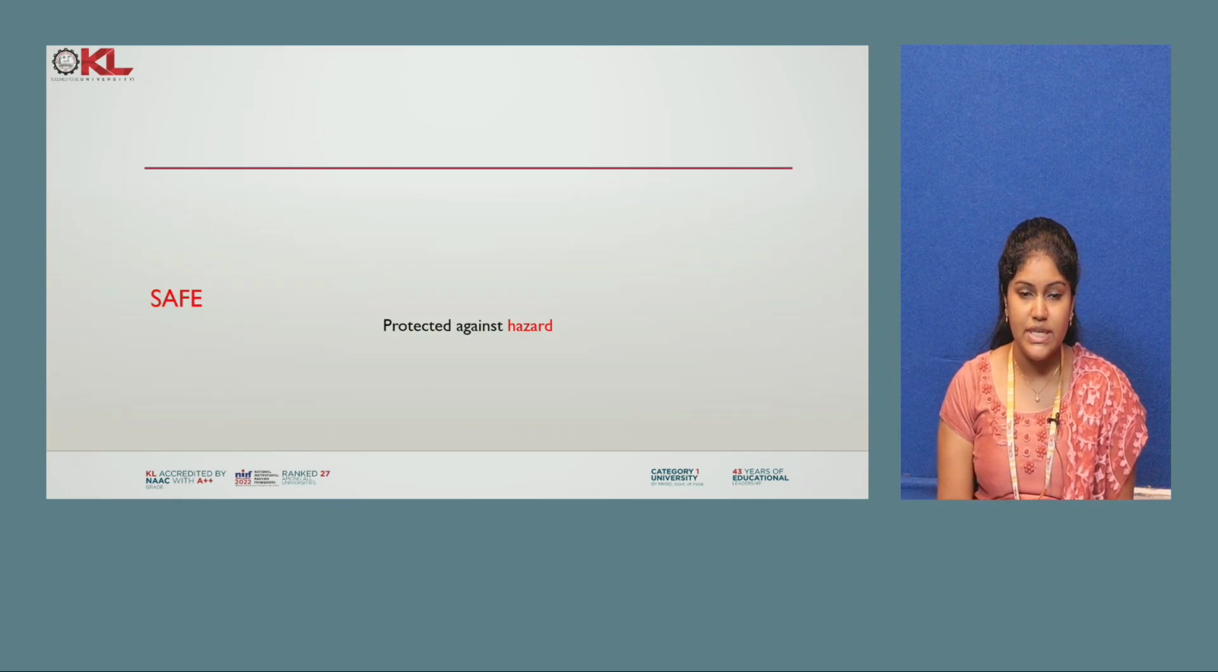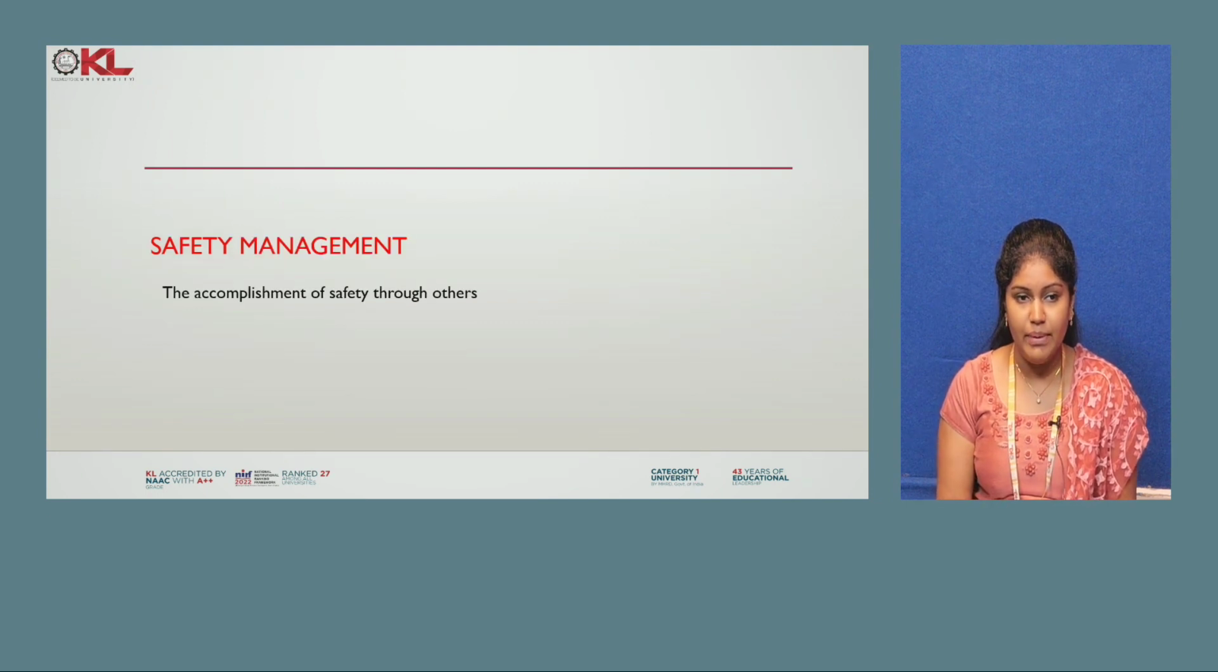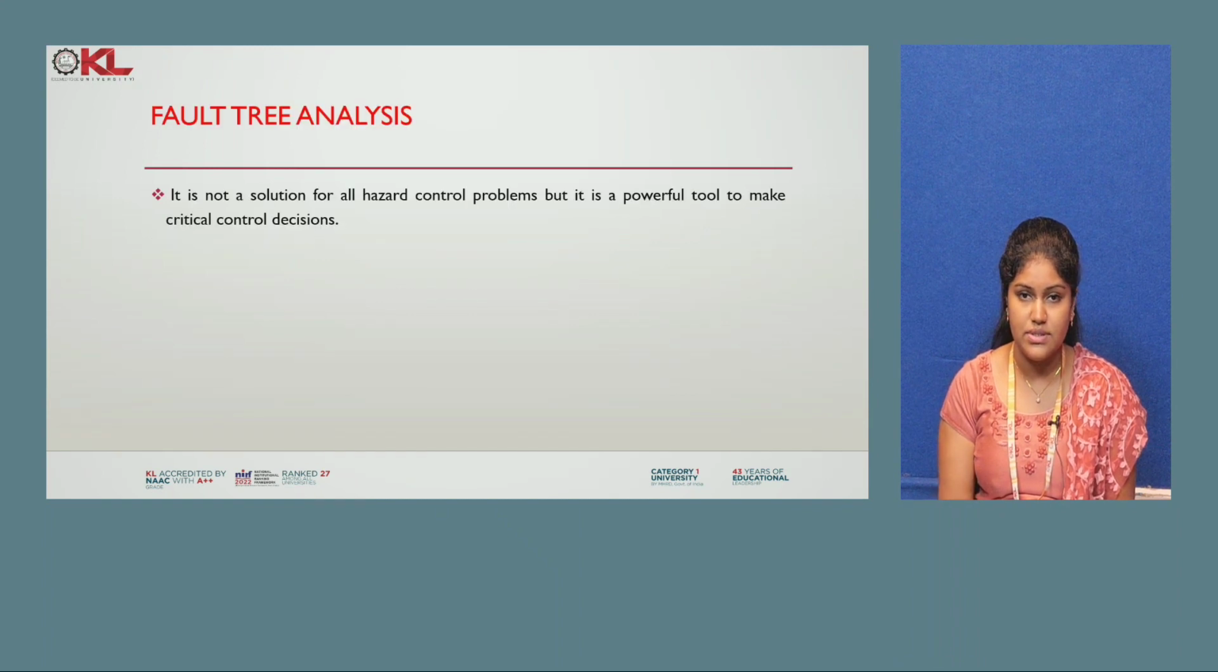Safe means protected against hazard, and safety means elimination of hazard. So there are two words, safe and safety. Safe means protected against the hazard. Safety means the elimination of hazards. Safety management means the accomplishment of safety through others. So there will be management and different people, and we have to accomplish the safety through others.